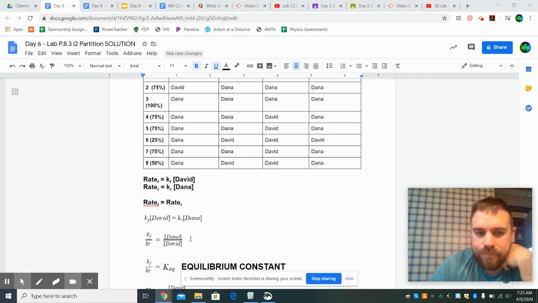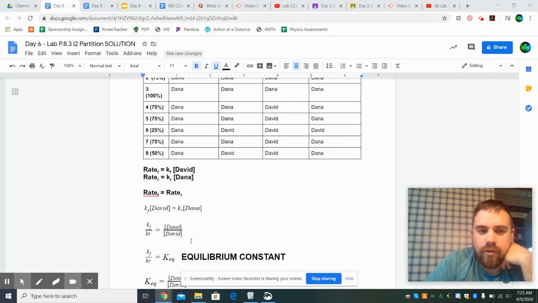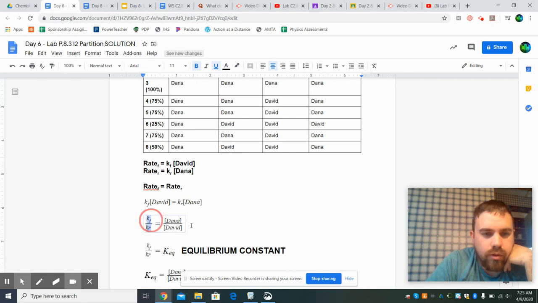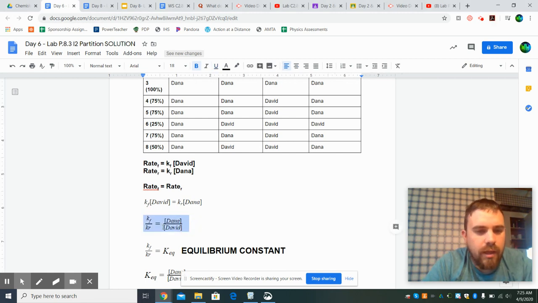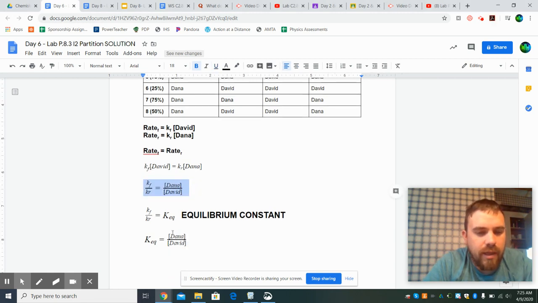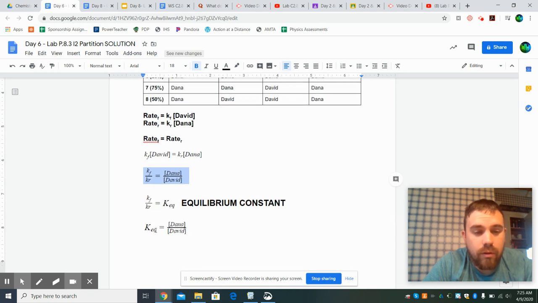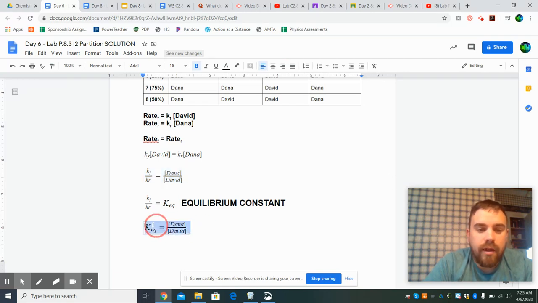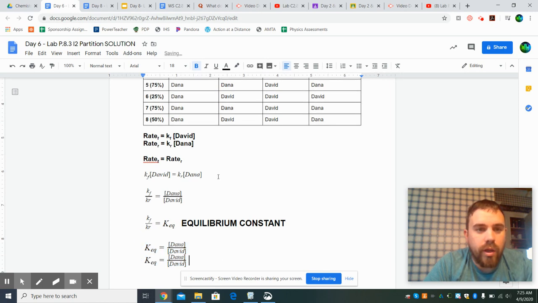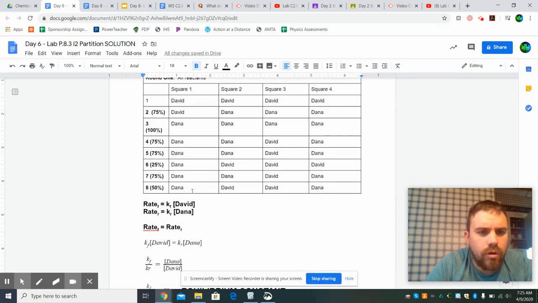If you remember from previous videos, we made this equilibrium expression right here. Boom. And we basically said that the equilibrium constant is equal to the concentration of Dana particles over the concentration of David. Now I'm going to take this and say, at equilibrium, which is what most predominantly? Oh yes, we already decided this. It's 75%. If I were to average all of these, it's going to be right at 75%.